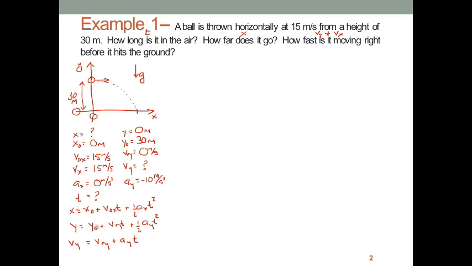If I look at the middle equation, it involves time, and I know all the other pieces. So this one has potential, but just for completeness' sake, let's check the bottom equation. It also involves time, but it also involves the final vertical velocity Vy, which I don't know. Therefore, my only choice to find time is to use the middle equation.